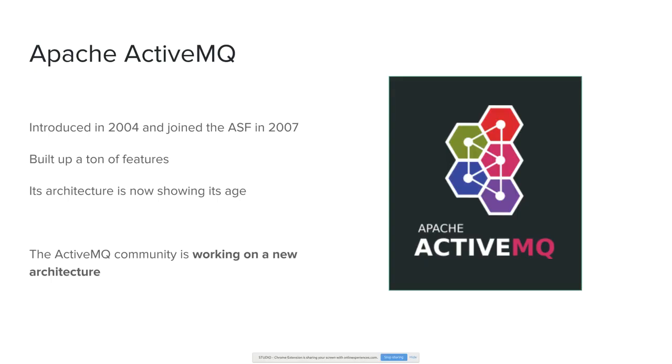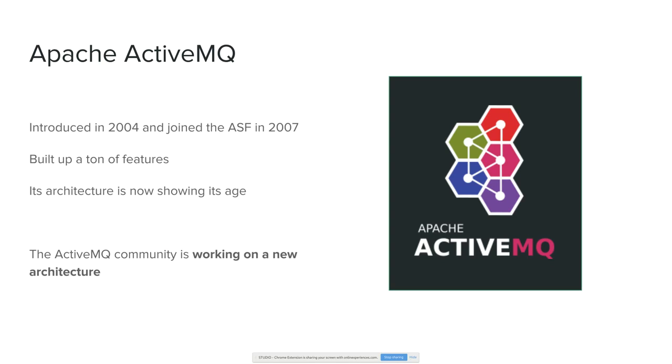Okay, so on the server side, I'm going to be using ActiveMQ. ActiveMQ is widely known. It's been around for a long time, and it's extremely popular for good reason. It was introduced in 2004, and it became an Apache project in 2007. It built up a ton of features. I mean, I don't think there's anything quite like it. It's the kitchen sink, I think, of messaging features. So you've got specialized queuing behaviors, ways of dealing with slow consumers, anything you might want.